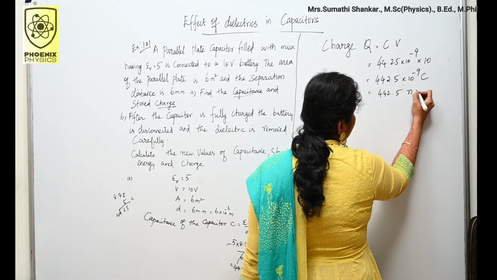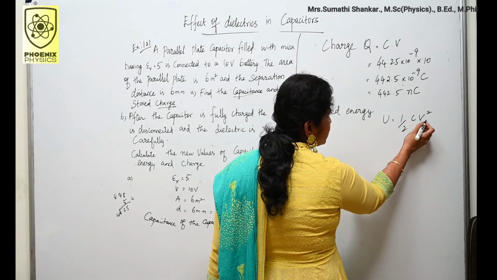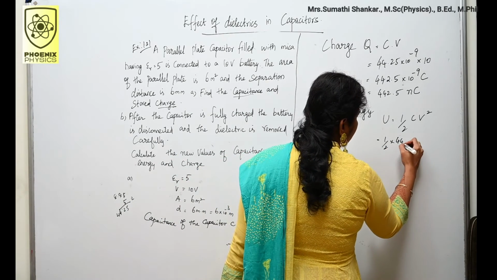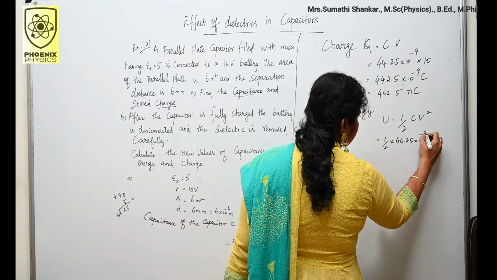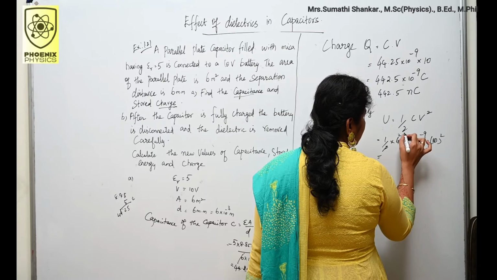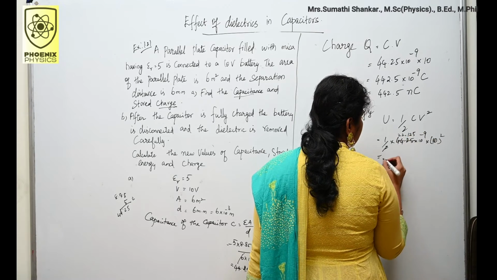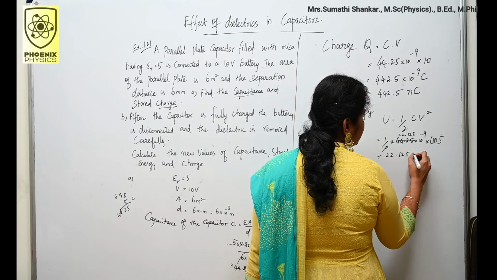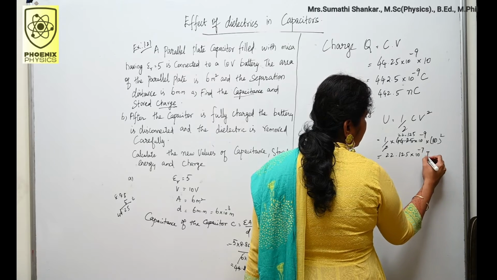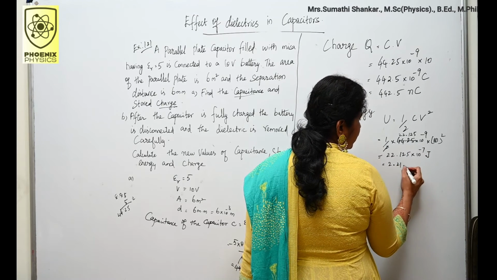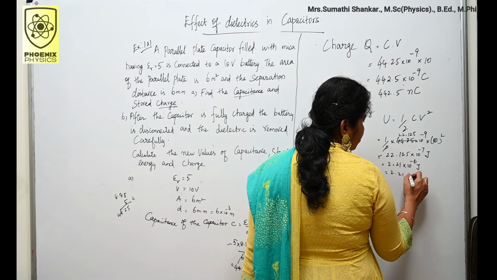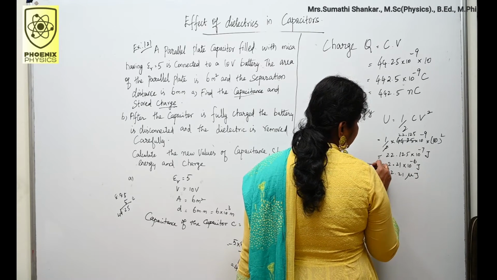Or we can write 442.5 nanocoulomb. U is equal to half CV square. Half, C value you know, that is 44.25 into 10 to the power of minus 9, so 10 square. So cancel this, 22.125 into 10 to the power of, here minus 9, here plus 2. So minus 7 joule. Or we can write 2.21 into 10 to the power of minus 6 joule, or 2.21 microjoule. This is U value.